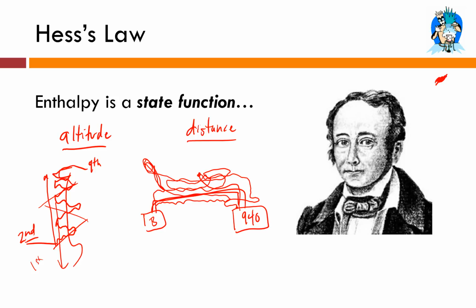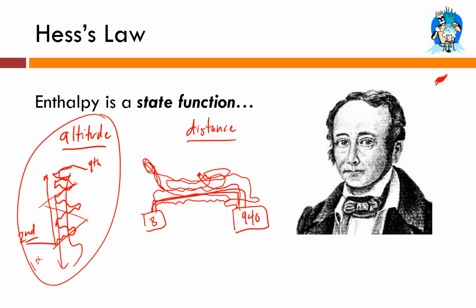Distance is not a state function. Distance is dependent upon path. If you take a very direct route from the classroom to the bathroom, you're going to walk a much shorter distance than somebody who wanders around, going to the water fountain, forgetting what they're doing, trying to say hi to their friends in other classes. Distance depends on path. So what Hess is telling us is that enthalpy behaves a lot more like altitude.